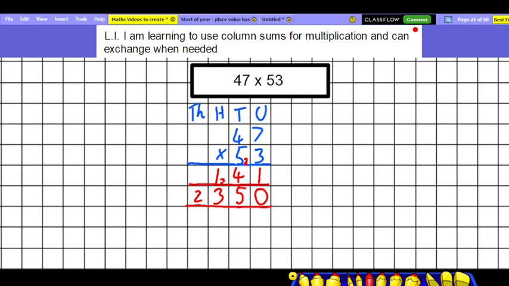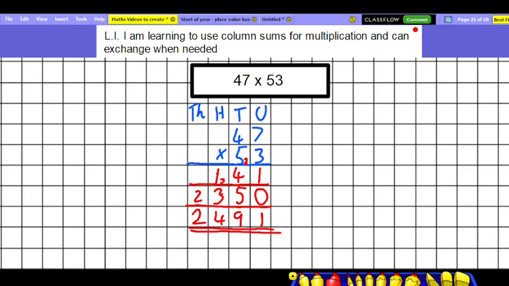So, 1 plus 0, 1. 4 plus 5, that's 9. 1 plus 3, that's 4. And 0 plus 2, that's 2. And so we get our answer, 2,491.